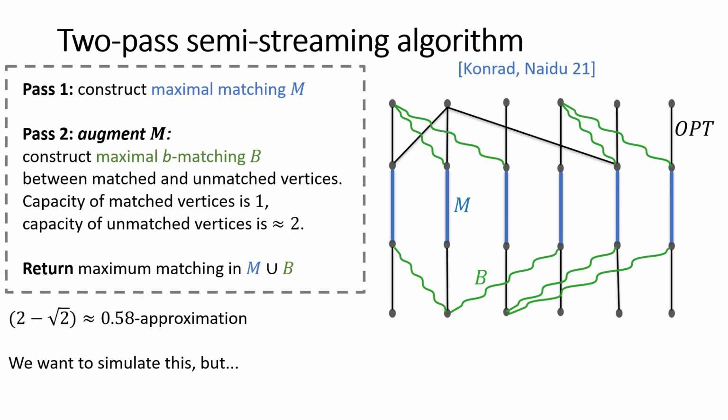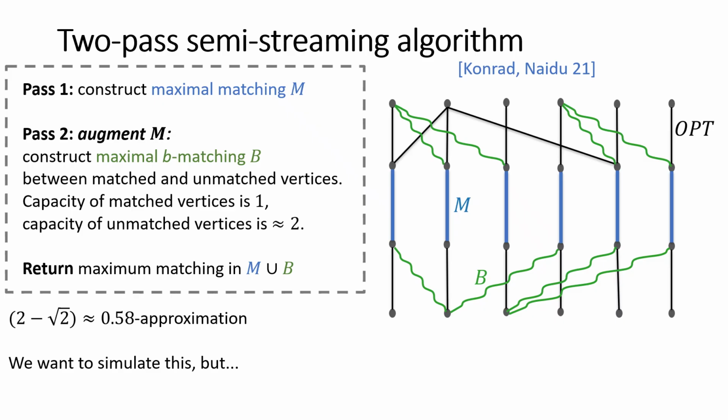Okay, so how can we improve upon maximal matching? We try to take inspiration from the semi-streaming model. There are 2-pass algorithms that get better than 0.5. In particular, this is due to our very session chair, Kiran Naidu.